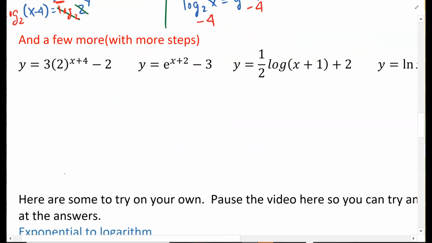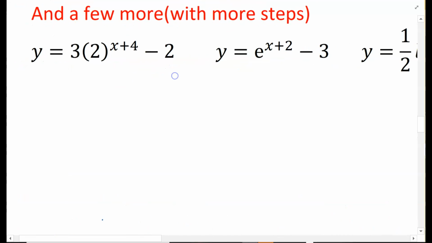All right, so let's practice a few more. These all have more steps. Then I'll have some more for you to practice on your own in a little bit. All right, so switch x and y.